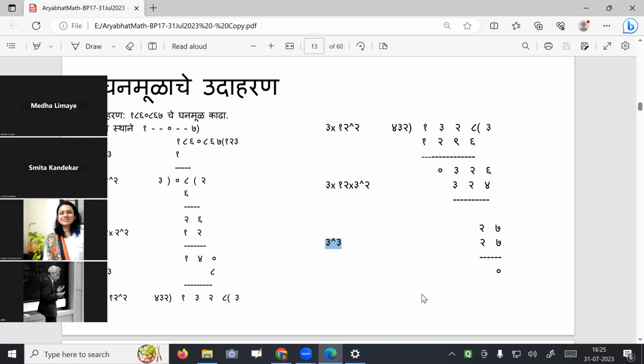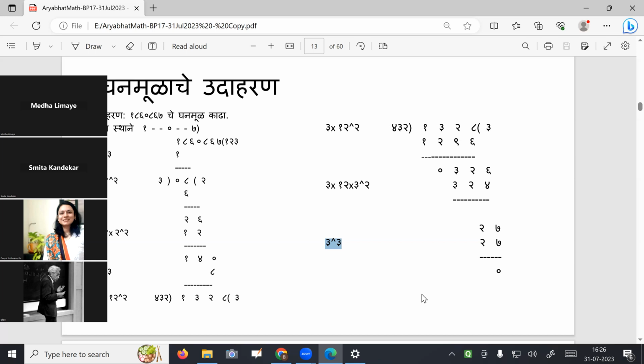The method is the same. First, you subtract the maximum possible 5th power from the leading digits. That is 8, so 8 is subtracted. Get the remainder, then bring down the next digit. Then you should divide by 5 times a raised to 4. You should divide by that.